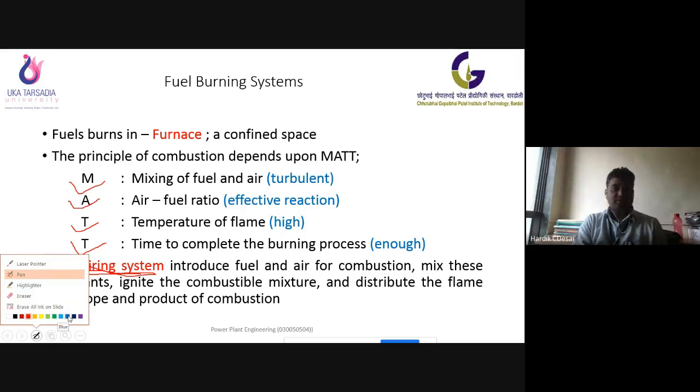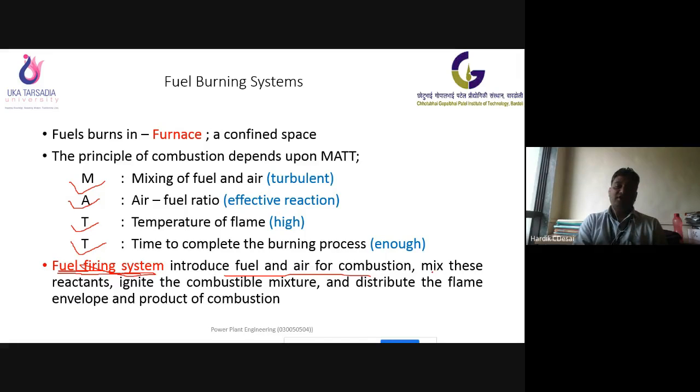First, it will introduce the fuel and air for the combustion. Then it will provide the mixing of these reactants. Air and fuel are nothing but the reactants which will participate in the combustion process. Then it will ignite the combustible mixture and distribute the flame envelope. After the combustion, the flame is propagated, and this flame envelope and the products of combustion will be distributed properly throughout the furnace area and the boiler.